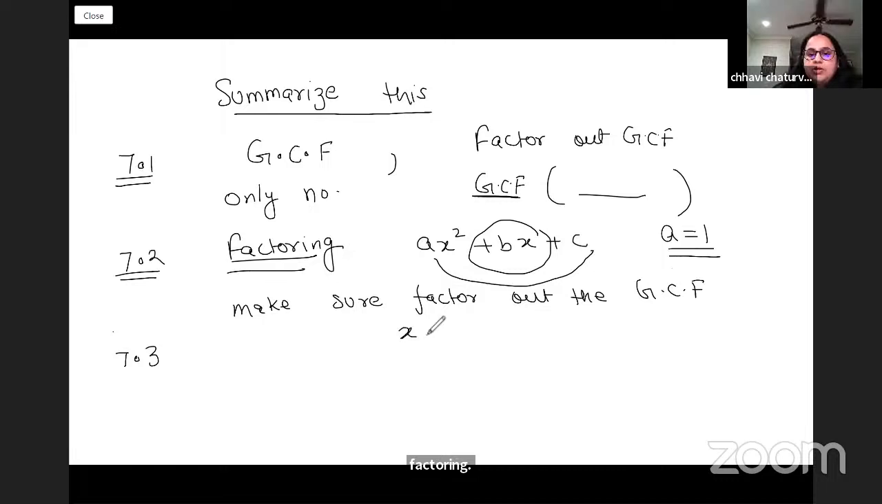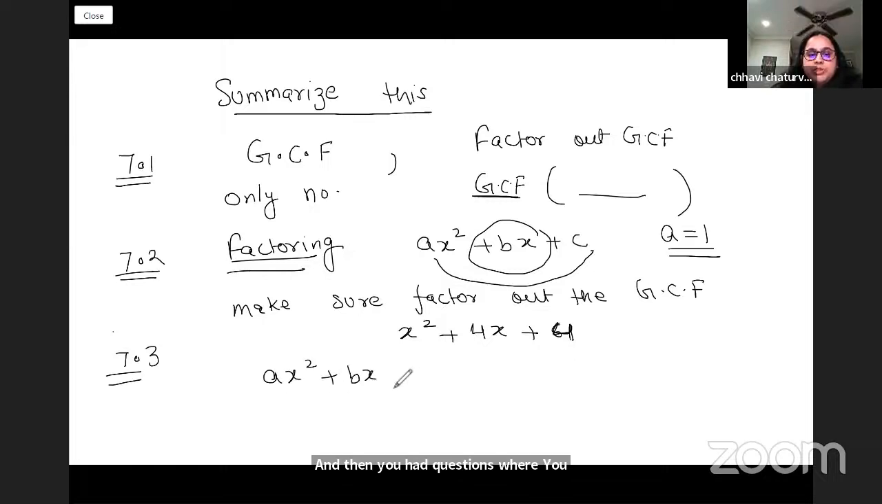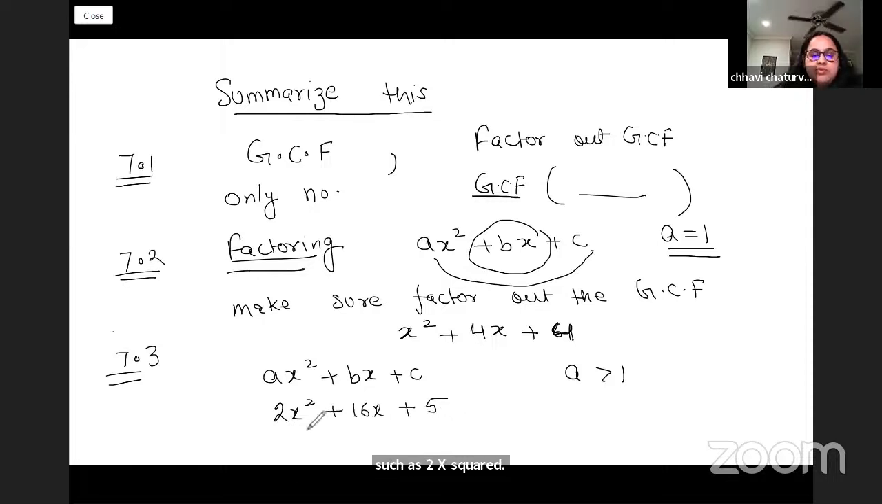What does that mean? Your questions were like this: x squared plus 4x plus 6, or numbers like that. And then you had questions where you have the quadratic equation, but the value of a was greater than 1, such as 2x squared plus 16x plus 5. Things like that. All right, moving on.